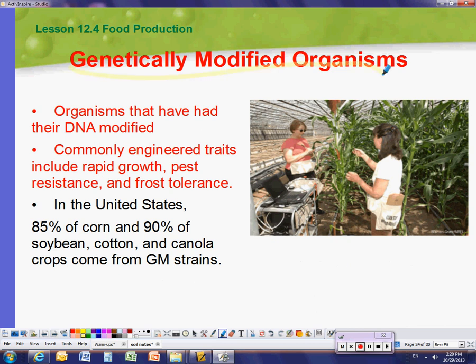You eat these every day and you don't even know it. It is 85% of corn, 90% of soybean, cotton, and canola crops. So 85% of the corn you eat is GMO, genetically modified organisms. 90% of soybeans and cotton is GMO. What we're going to do later is have a lab where you're going to be testing GMO foods to organic foods to see which one you like and which one actually tastes better. And it'll be a blind taste test.